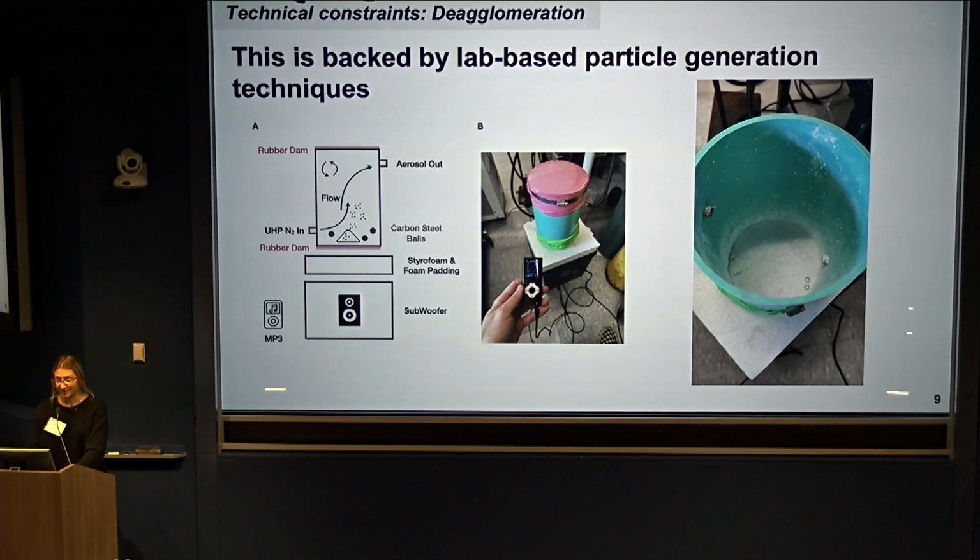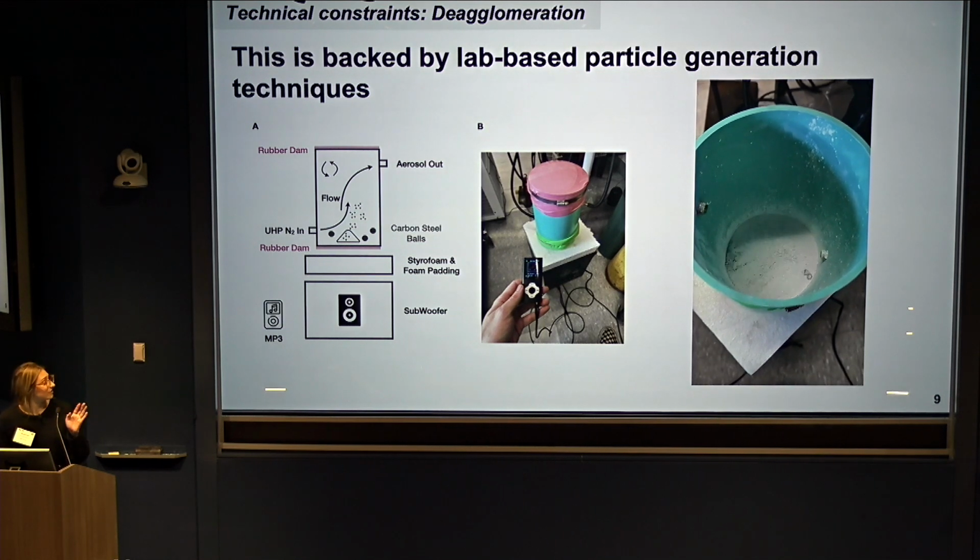But basically, it uses a subwoofer which operates at a given frequency and produces acoustic vibrations as well as mechanical agitation to entrain a nanopowder in a nitrogen flow. We also use carbon steel balls to further encourage agglomerate breakup. So this is one means of generating a nice, very stable solid aerosol, which is another thing that you would potentially need when dispersing: some degree of stability.